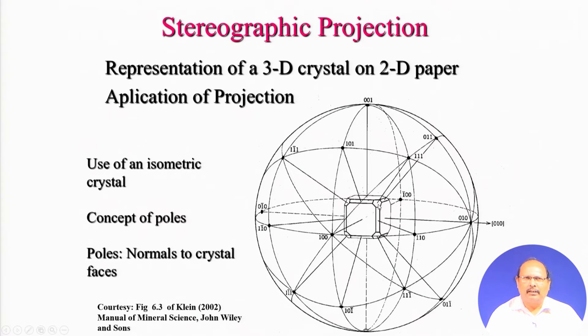So, these normals are called poles of that face. A pole is a normal to the crystal face. So, what we have done here is that by using the poles, we have converted a two-dimensional plane into a point. That point lies on the sphere. All these points are face poles with respect to a particular face here.